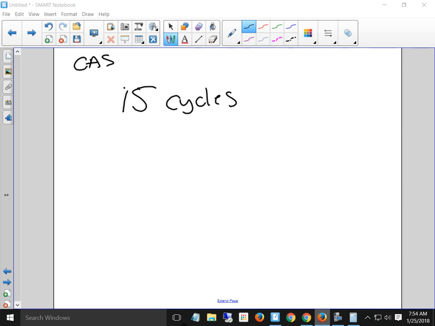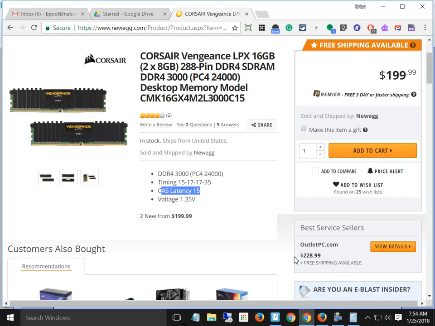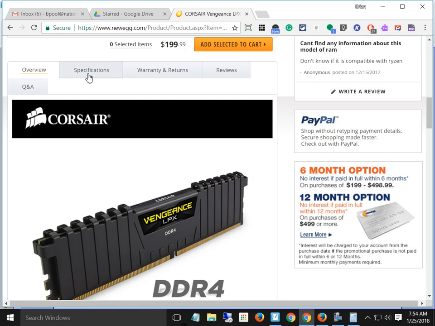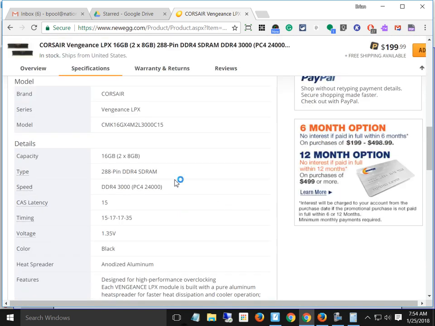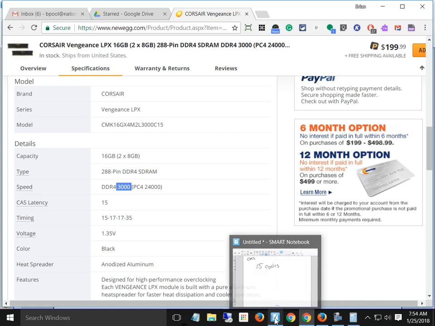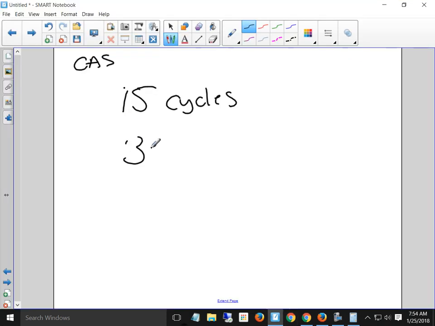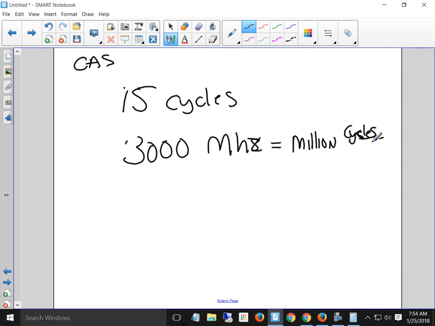So let's go back here, and the next thing we need to know for this RAM is the speed of the RAM. So this RAM runs at DDR4 or 3000, which means it runs at 3000 megahertz. And a megahertz is a million cycles per second. And we need it in seconds and then nanoseconds.